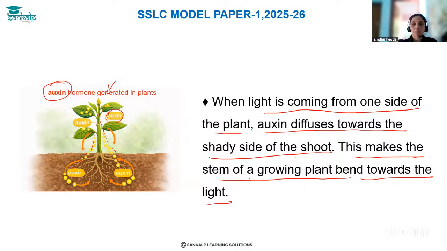This makes the stem of a growing plant bend towards the light. This is the explanation.